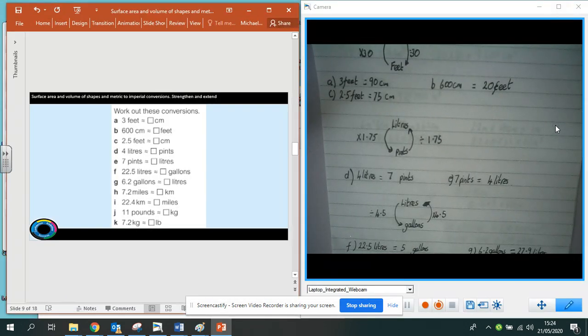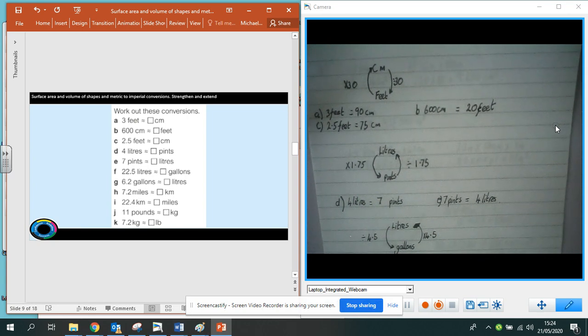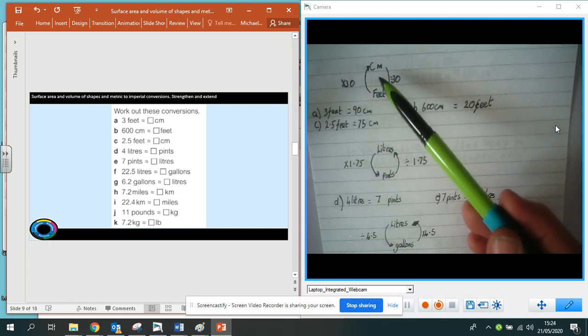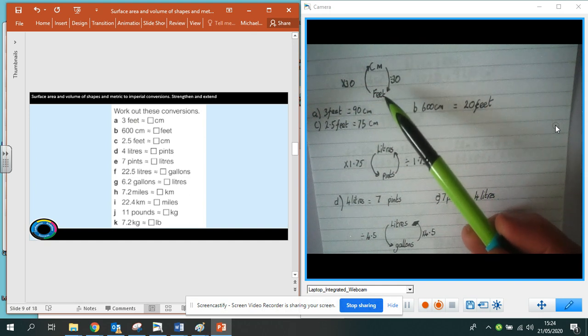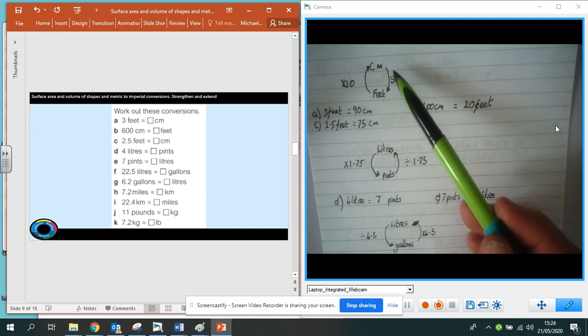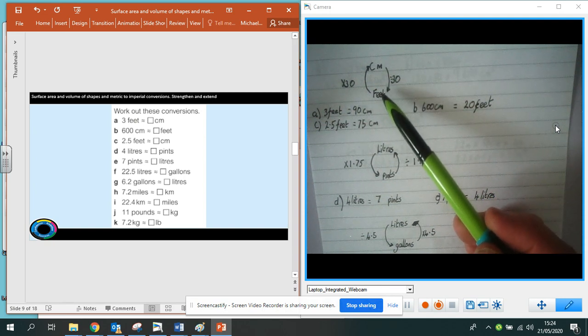So, working my way down with these, I've split these up into groups to make it a little bit easier to understand what we're doing. So to convert centimeters to feet, the factor we're going to use is 30, because there are approximately 30 centimeters in 1 foot. So to turn centimeters to feet, we divide by 30. To turn feet to centimeters, we multiply by 30.